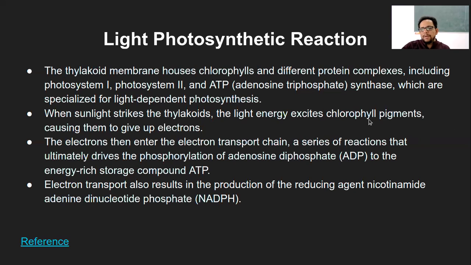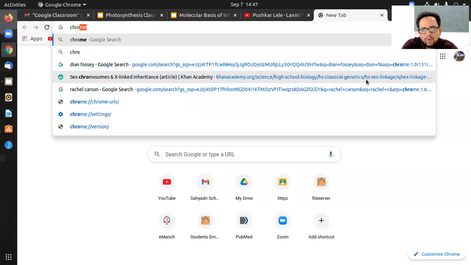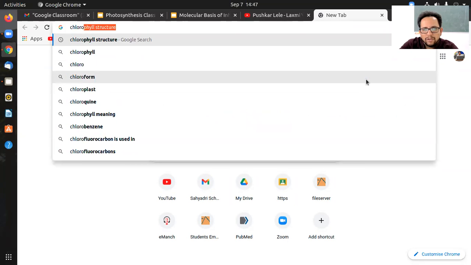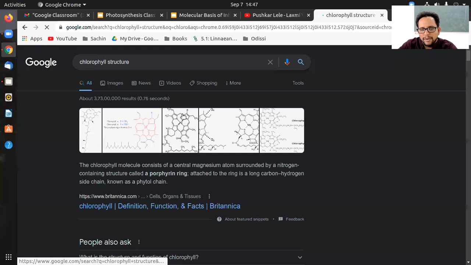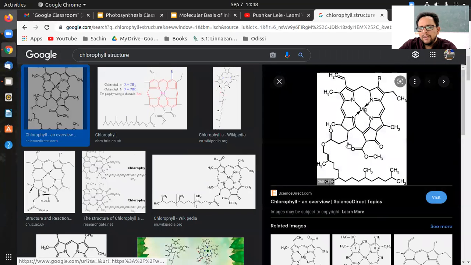So chlorophyll pigment, which is a protein or not protein, it's one of the biomolecules. I'm not sure if I have shown you the structure of chlorophyll pigment. So let me show you that part. Chlorophyll structure. Yes, I have shown it most likely, right? So this is the chlorophyll structure, which is a very complex molecule.